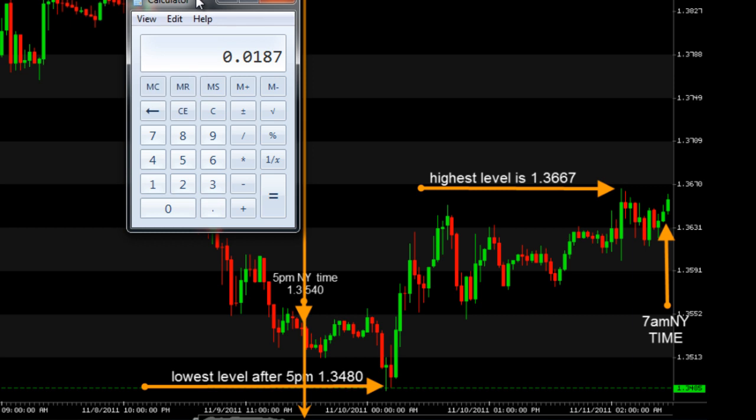Now let's take a look to the right. You can see on the right we have 7 a.m. New York time, and the price is almost back up at 136.67. It might be a little lower by a few pips, but we're about to begin the US session, a completely new session than the European and the Japanese session. But we've noticed that the price has moved 187 pips.